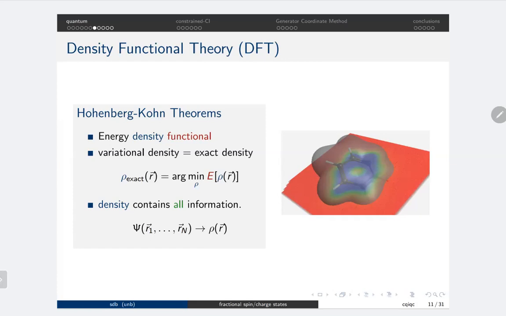And by some theorems, like the Hohenberg-Kohn theorem, we also know how to extract that. We know that the exact density of the system that we're after is given by the density that minimizes an energy density, the so-called energy density functional.